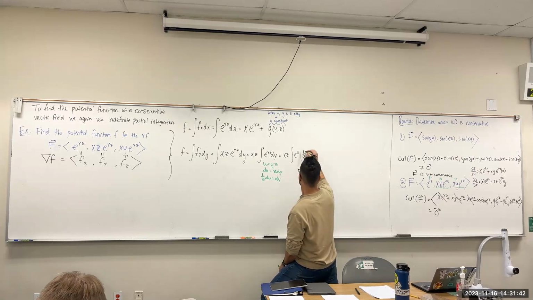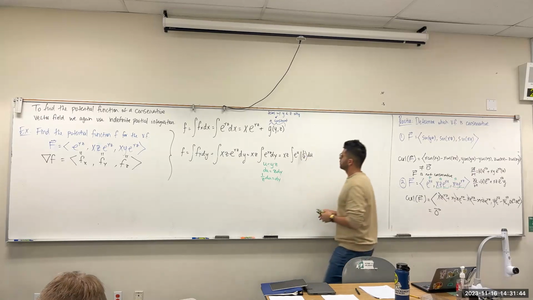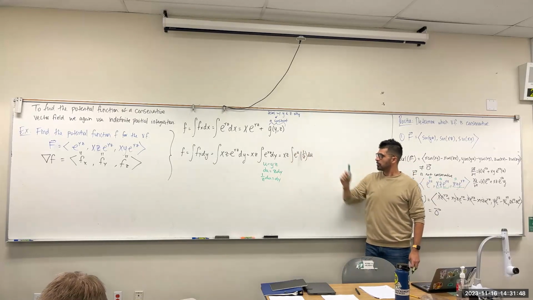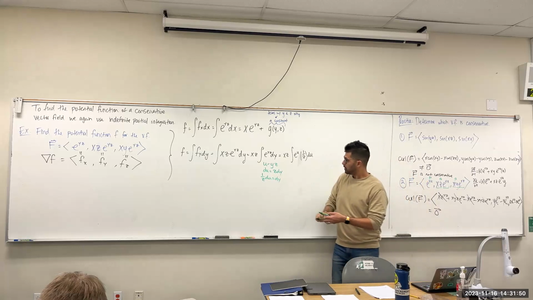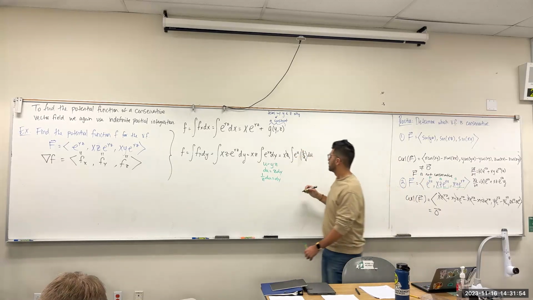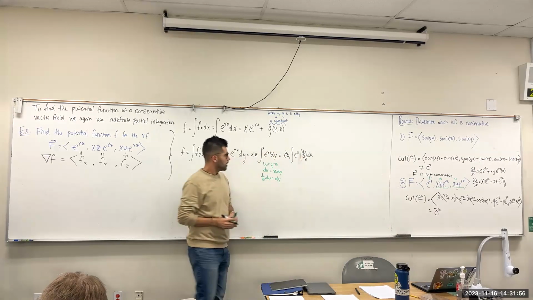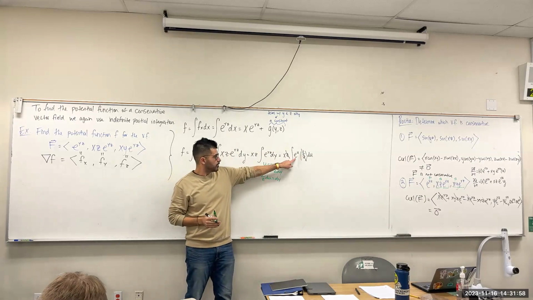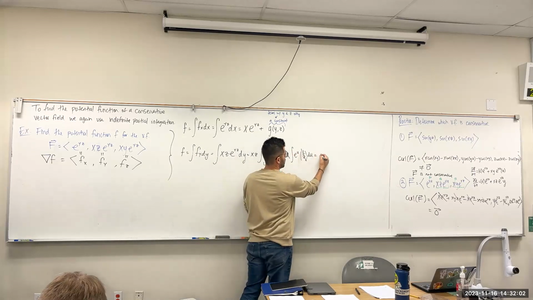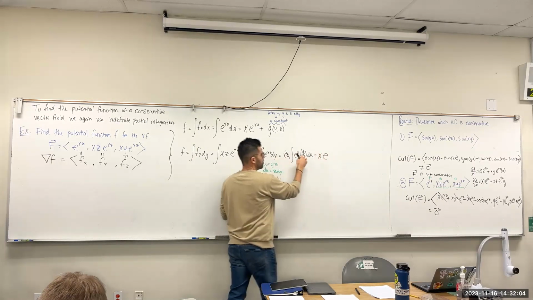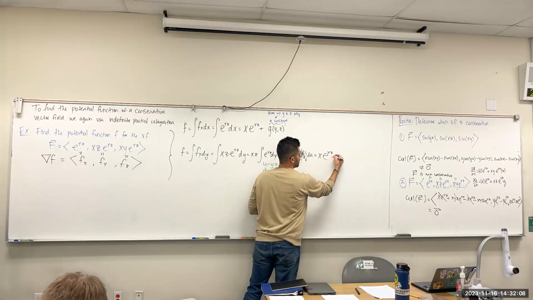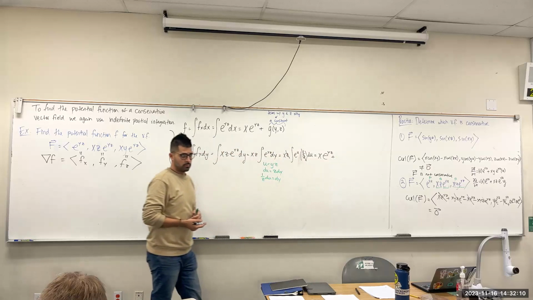1 over z du. Pull that out. When you pull that out, what happens with the z's? They cancel off. This guy cancels off with this z. What's the antiderivative of e to the u? It's e to the u. So it's x e to the u, bring back the u, yz, plus my constant.